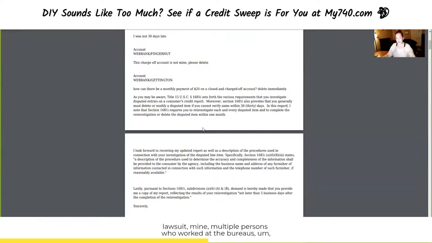Another thing is my recommendation, and this is based off of testimony given during the lawsuit by multiple persons who worked at the bureaus: you should not send your collection letters out at the same time as your bureau letters, and your bureau letters should not be sent out the same day either. I can't really explain that one. It seems to work better, so I'm going with it.